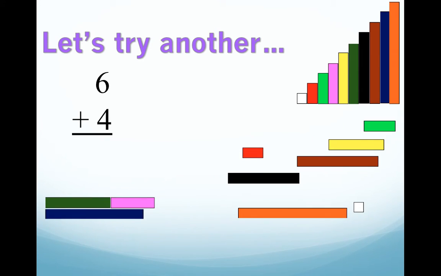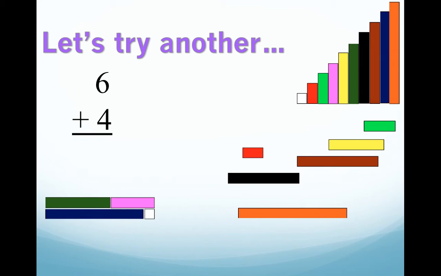When we do this, we can see that the 9 rod is too short. It doesn't line up. It is not equal. So we know that 6 plus 4 does not equal 9. But when we do this, we can look and see the space we have left. And we know that the space we have left is big enough for the 1 rod.